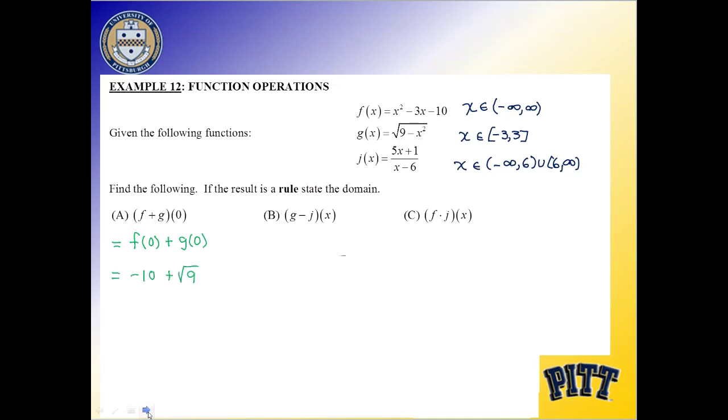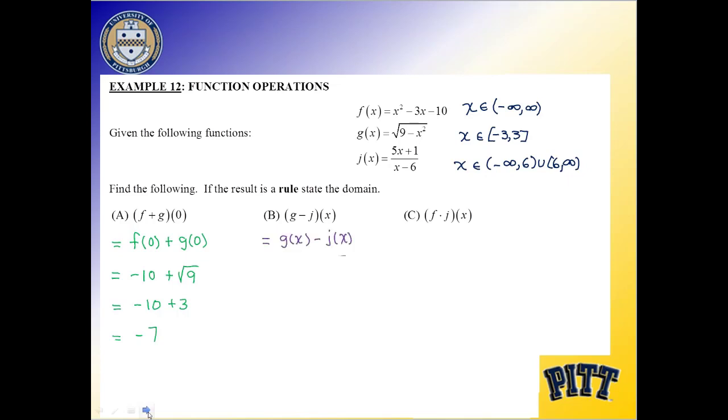If I go to the function f and put 0 in the place of x, I get negative 10. If I do the same thing with g of x and replace all its x's with zeros, I get the square root of 9, which becomes 3. And of course, negative 10 plus 3 is negative 7. So that's my answer.